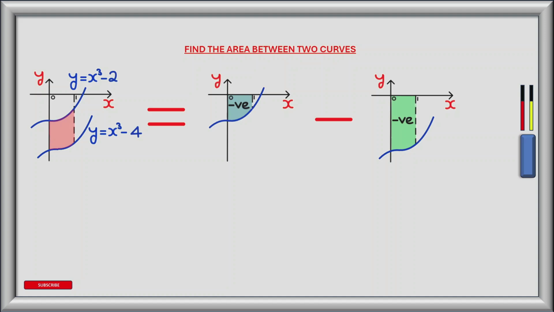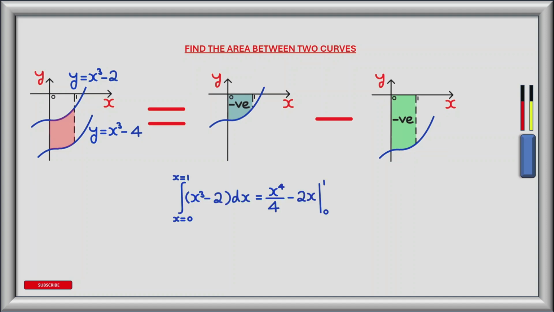It's important here that we subtract the largest of the negative values from the smallest. So which is the largest and which is the smallest? The largest negative value belongs to the curve furthest from the x-axis, or the bottom curve. So where y is equal to x cubed minus 4. And the top curve, so where y is equal to x cubed minus 2, is the smallest negative value.